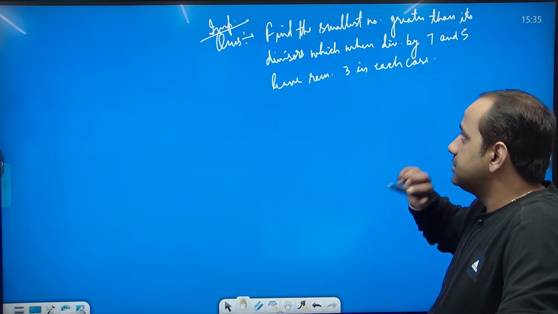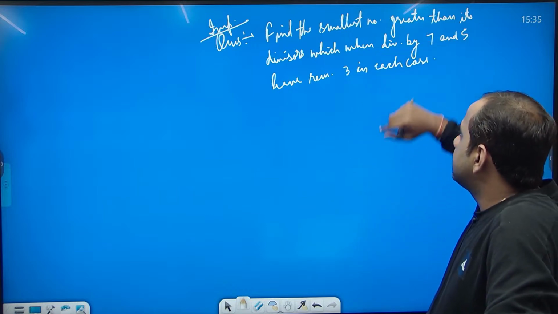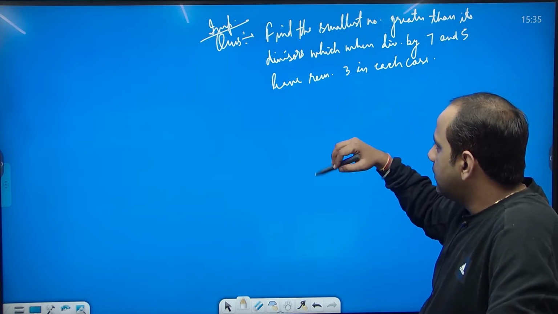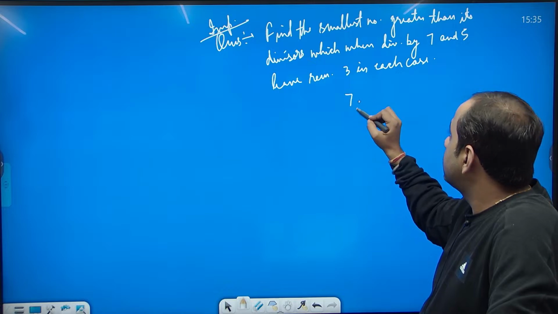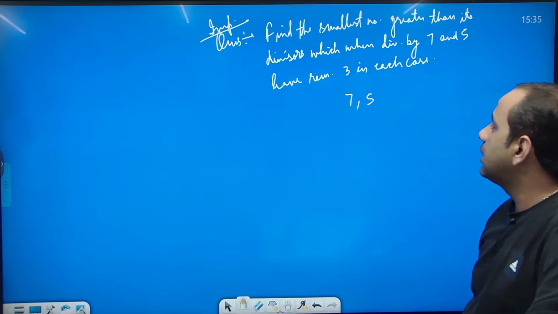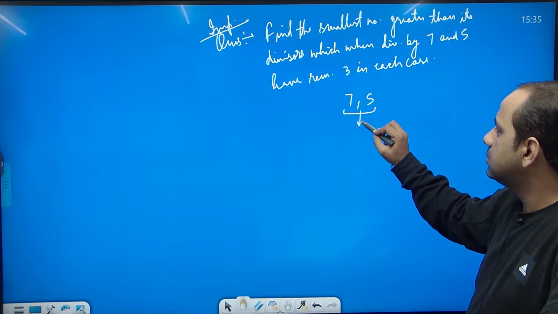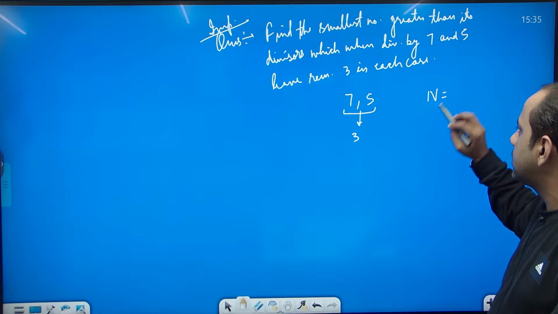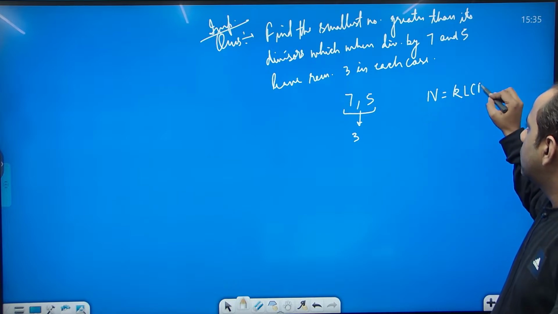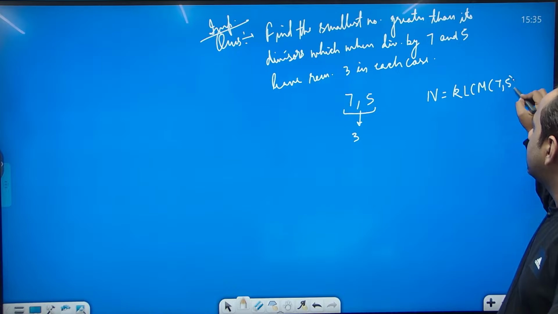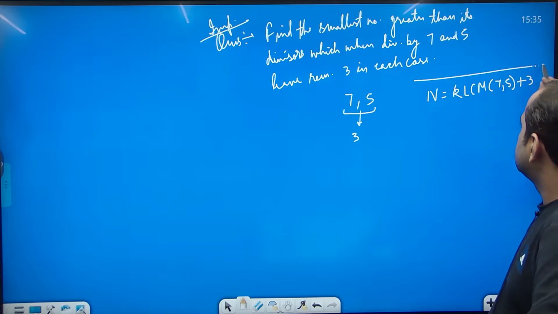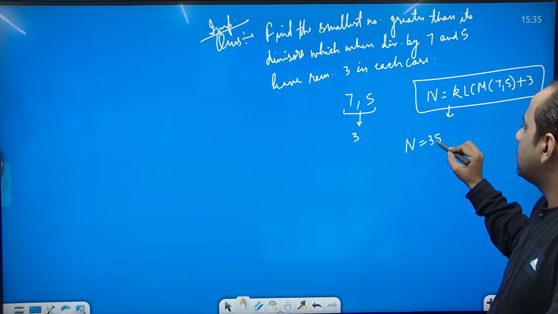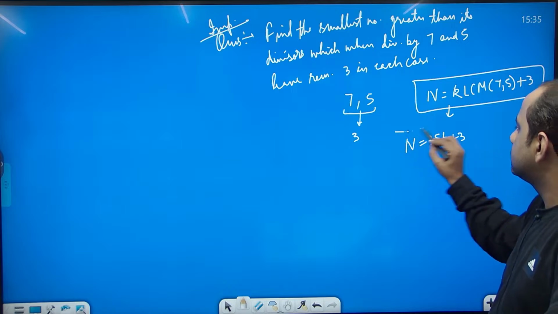Okay, understand this. We have to find the smallest number greater than its divisors, which when divided by 5 and 7 leaves remainder 3 in each case. So whenever you get this type of question, always remember that the number is of the type k into LCM of 7 and 5 plus that particular remainder 3. So the number will be 35k plus 3. Any doubt in this?